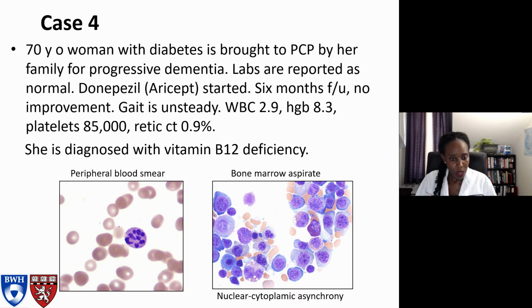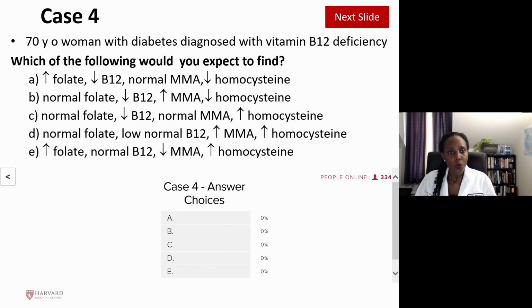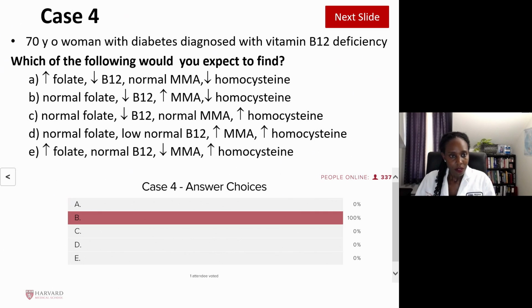Her peripheral smear shows hypersegmented neutrophils, and her bone marrow aspirate shows nuclear cytoplasmic asynchrony, which means that the nucleus is really immature compared to the cytoplasm. Which of the following would you expect to find in this patient? MMA is methylmalonic acid.